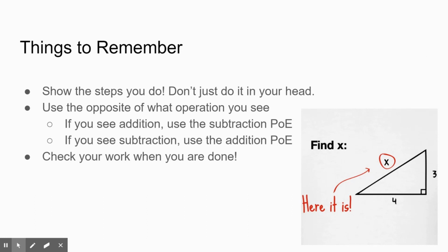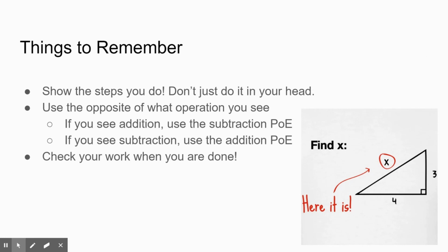Use the opposite of whatever operation you see. If you see addition, you're going to use the subtraction property of equality. If you see subtraction, you're going to use the addition property of equality. You want to basically undo the operation that is originally in your equation.